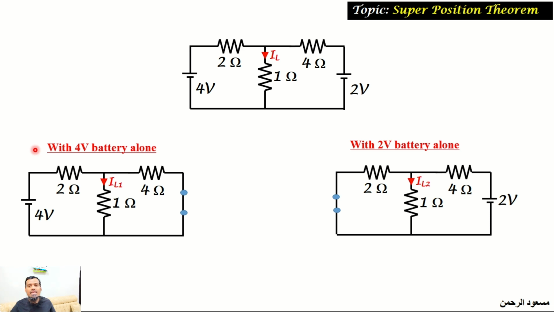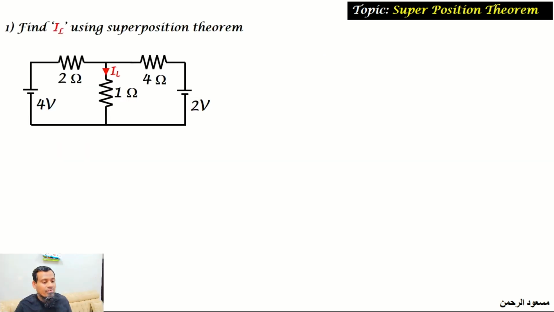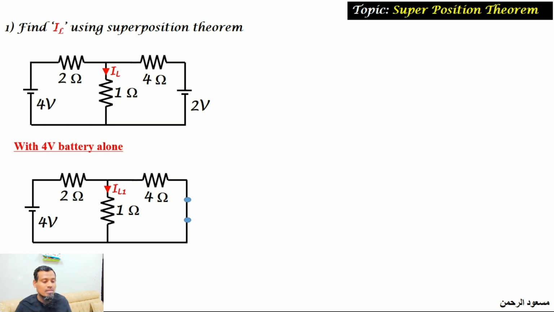So let us take the same circuit and solve it. This is the question given to us: find IL using the superposition theorem. To apply the superposition theorem, we need to consider one source at a time. So out of these two batteries, we will consider the circuit with the 4-volt battery alone, whereas the other one will be short circuited like this. So the 4-volt battery is considered alone, with the 2-volt battery being short circuited.